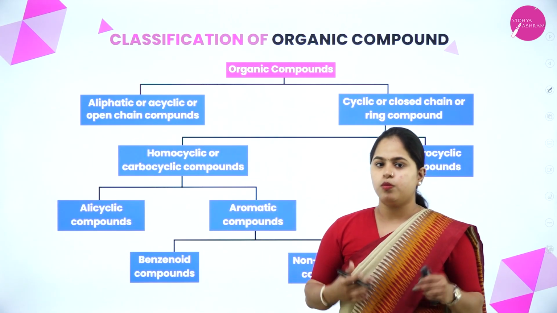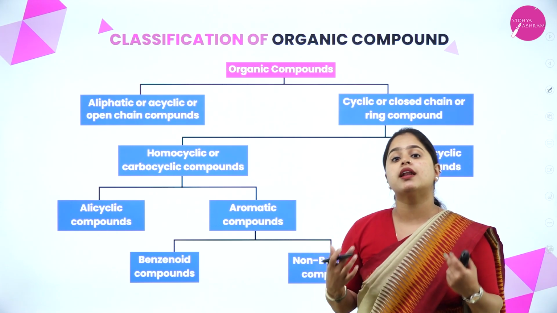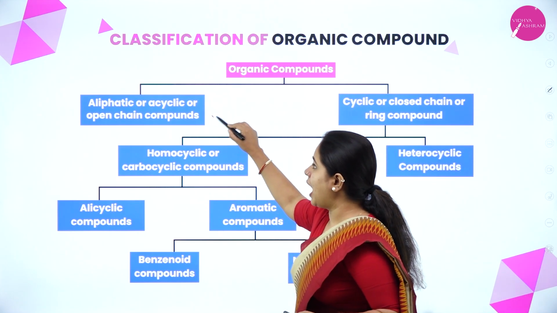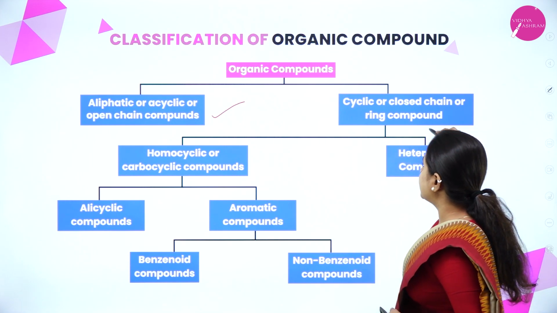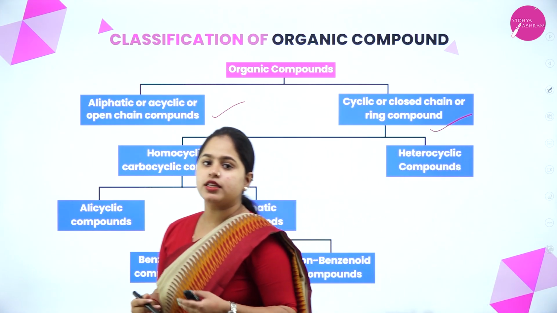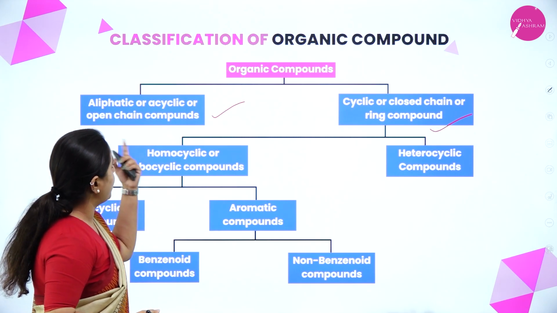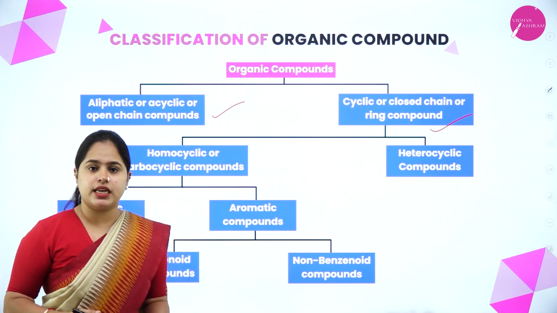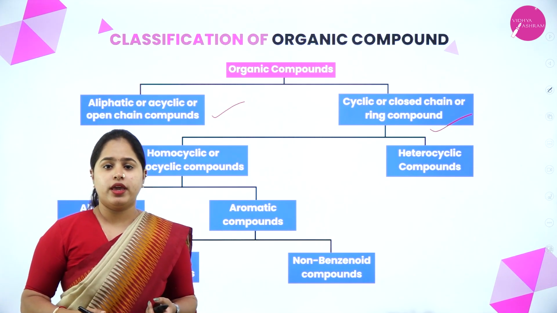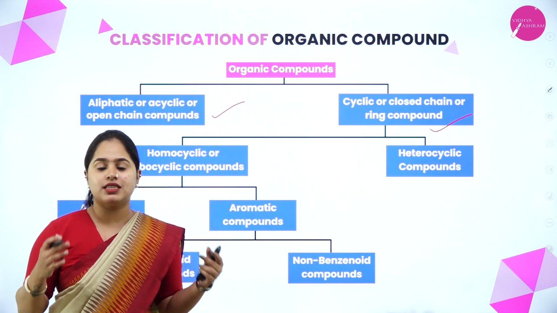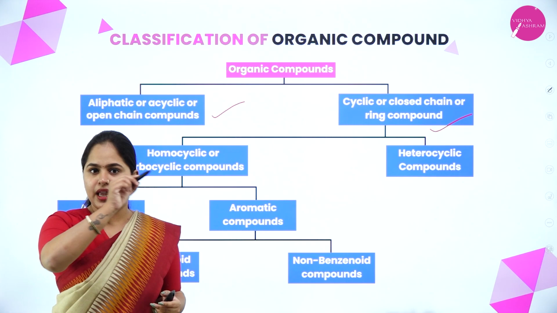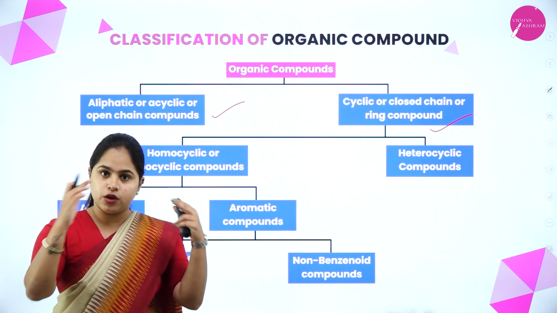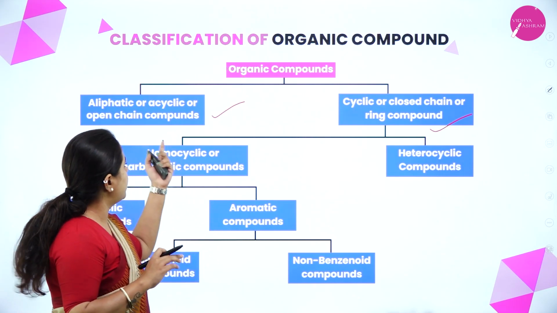Okay, so organic compounds, what are organic compounds? We know that. Now how they are classified, we are going to see. So majorly they are classified into two groups, that is aliphatic organic compounds and cyclic organic compounds. The first one is aliphatic or acyclic or open chain compounds. These are compounds in which you do not see any ring-like structure. They will be either straight chain or else branches can also be possible, but there will be no closed structure or rings. So they are aliphatic.